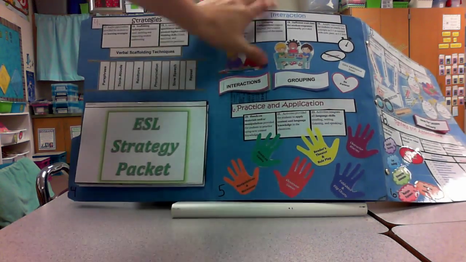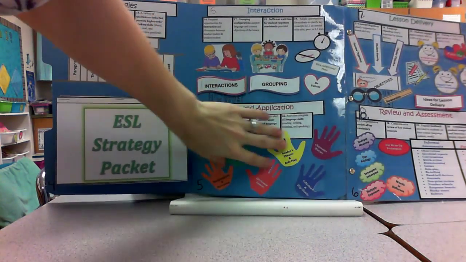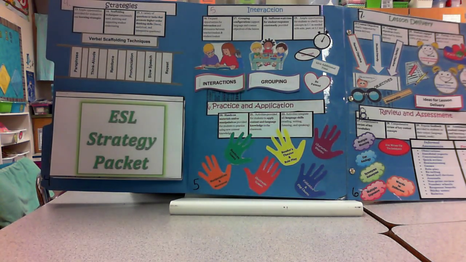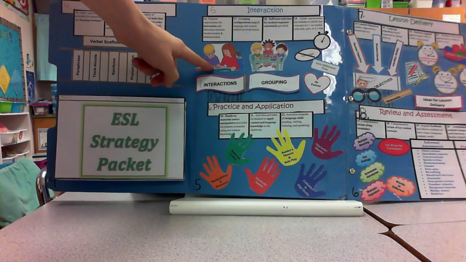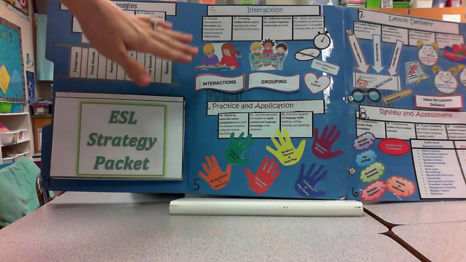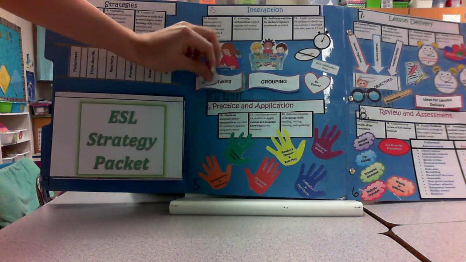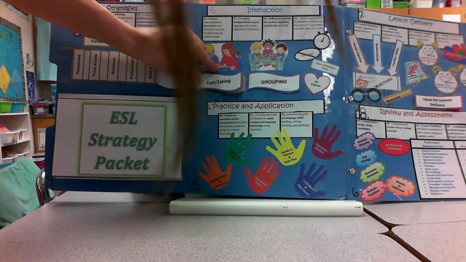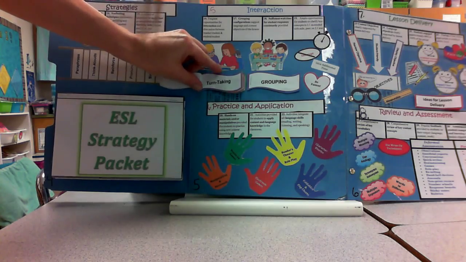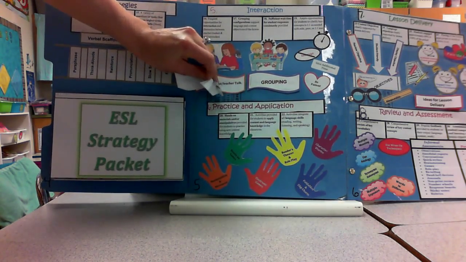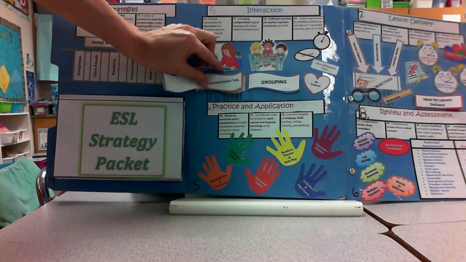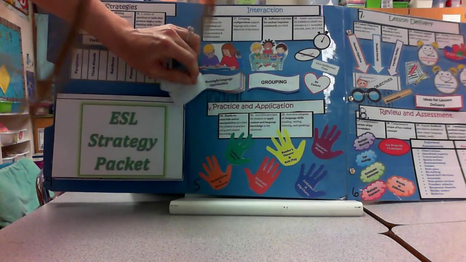So the fifth one here is interaction. This says you need to give frequent opportunities for interactions, and underneath this little tab for interactions with the two kids talking is ways you can do that. So turn taking, encourage elaboration, balance student-teacher talk, and they're all in here.